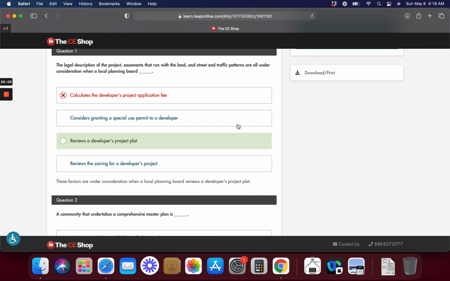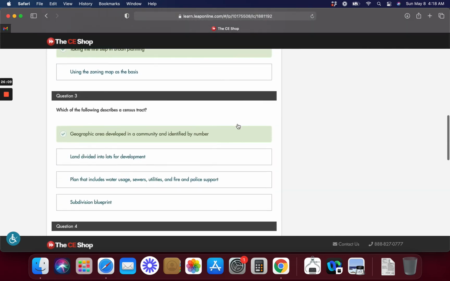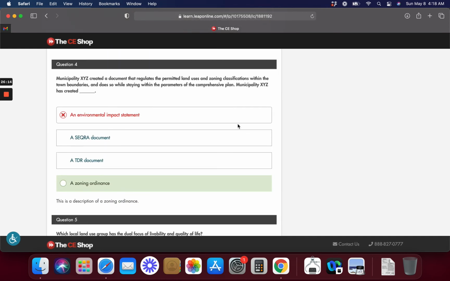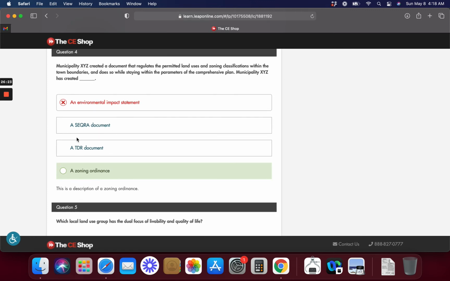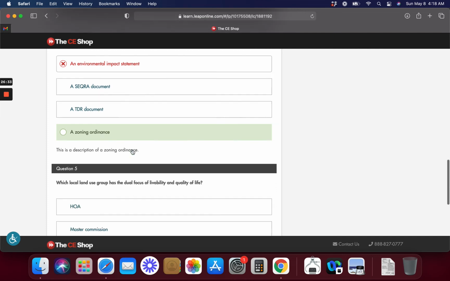All right. Let's see. The legal description of the project is reviewing a developer's project plat. All right, what was the other one we got wrong here? Zoning ordinance. Okay. I don't even know what these two things are. I don't even remember seeing them in our resources or anything. That'll be my complaint over this study guide. They need to tell us what these acronyms stand for because we're learning here. We don't have all this memorized.